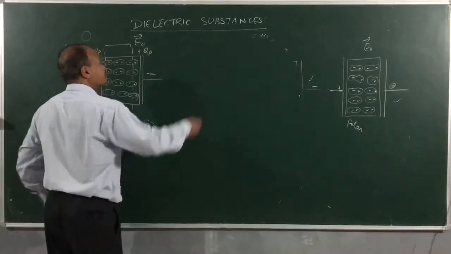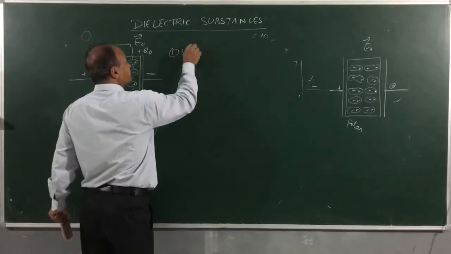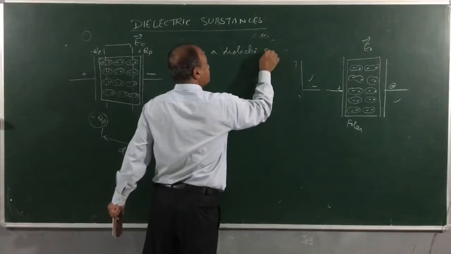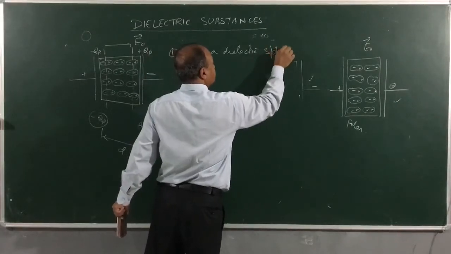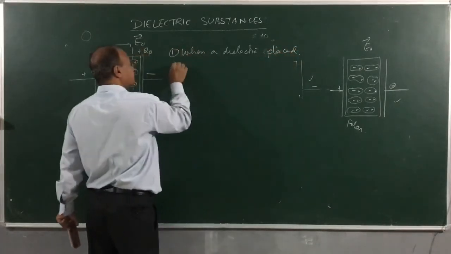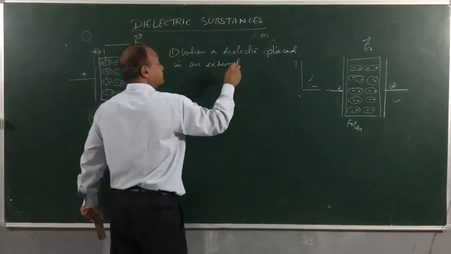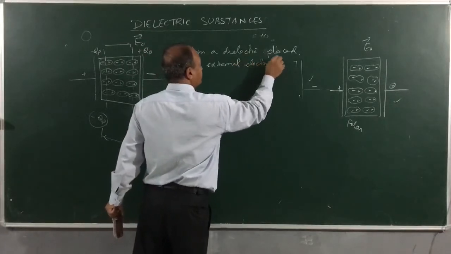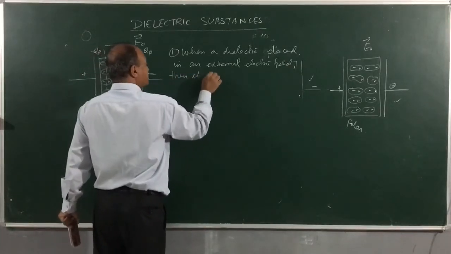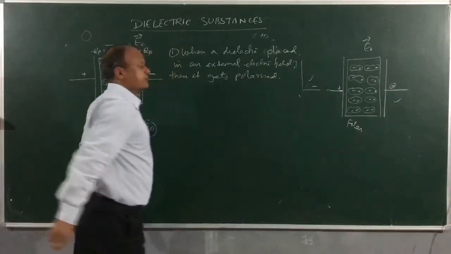First thing, number 1, that is to write our answer also. When a dielectric slab is placed in an external electric field, then it gets polarized. It gets what? Polarized.